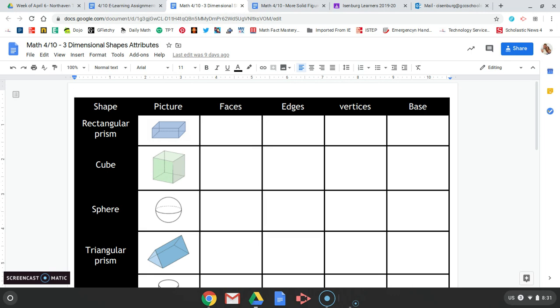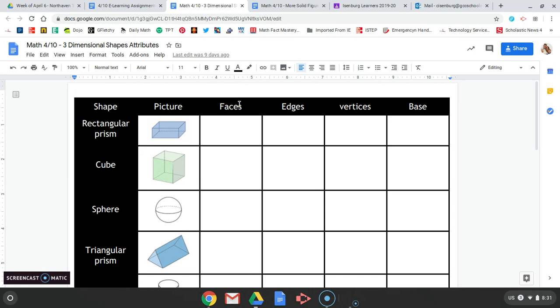So what we're going to be doing today, just like we did with our two-dimensional shapes, we're going to be classifying our three-dimensional shapes based on their attributes. So today we're going to be doing a lot of describing, or telling about a shape by using its different attributes. The attributes we're going to be focused on are the number of faces.